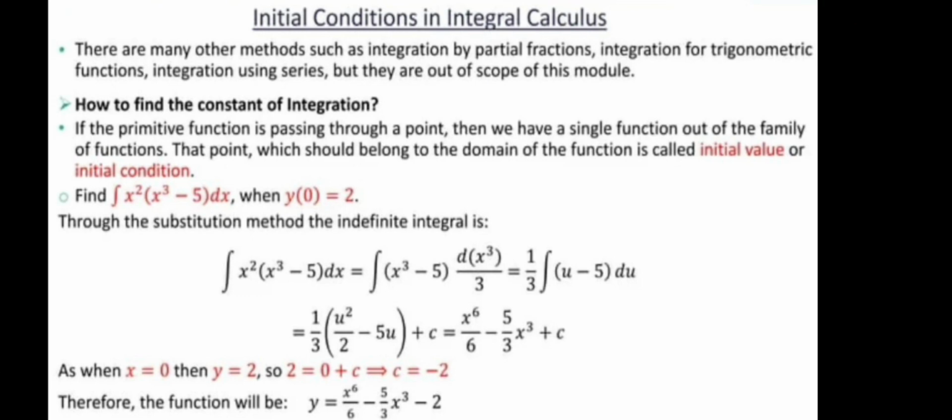Initial conditions in integral calculus. There are many other methods such as integration by partial fractions, integration of trigonometric functions, integration using series, but they are out of scope of this module. How to find the constant of integration? If the primitive function is passing through a point, then we have a single function out of the family of functions. That point, which should belong to the domain of the function, is called the initial value or initial condition.